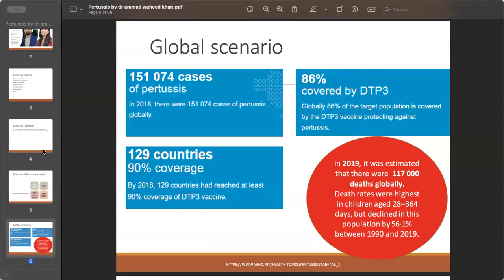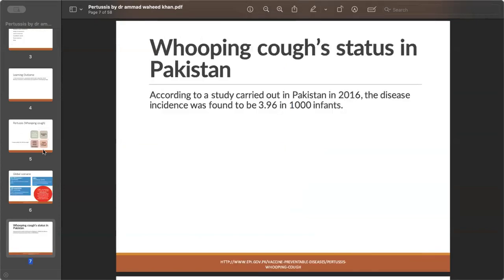This is the global scenario of pertussis. In 2018, there were 151,000 cases of pertussis globally. 86% were covered by a vaccine. By 2018, 129 countries had reached at least 90% coverage of DTP3 vaccine. In 2019, it was estimated that there were globally 117,000 deaths. Death rates were highest in children aged 28 to 36 months, but declined in this population by 56.1% between 1990 and 2019.